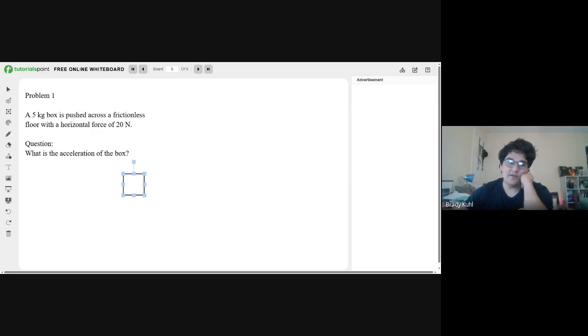If you know Newton's second law, force equals mass times acceleration. If you do it algebraically, you want to find the acceleration, so you divide both sides by m. A equals force over mass. And then you take the 20 newtons over 5 kilograms.